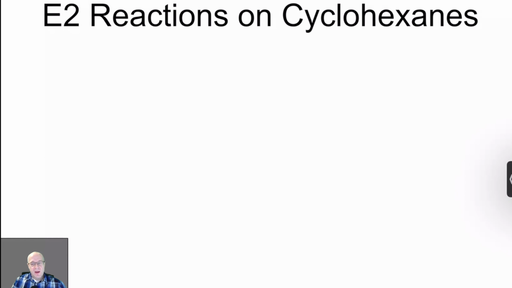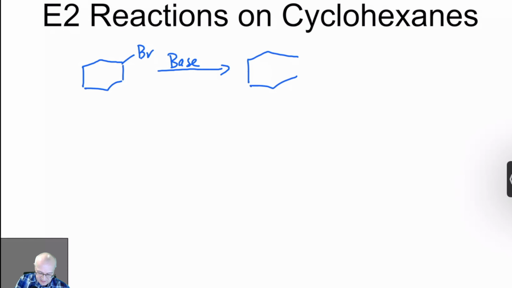Let's look at E2 reactions on cyclohexanes. This is where things, I think, get a little bit interesting. So here we have just a regular old bromocyclohexane. We're going to treat that with some base to give us the cyclohexene. Now, remember, the bromine and the hydrogen being extracted have to be anticoplanar.